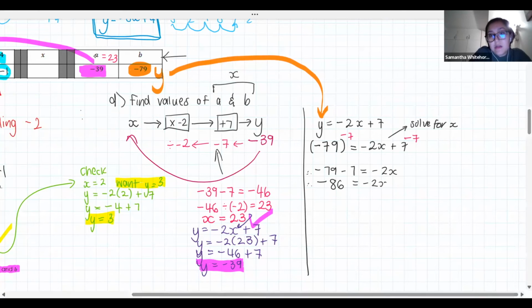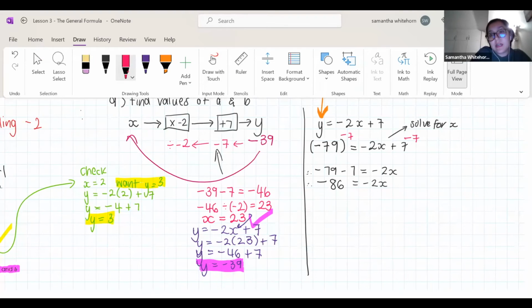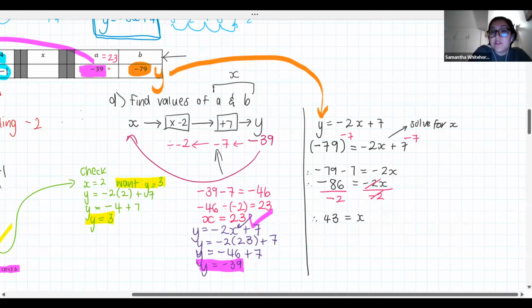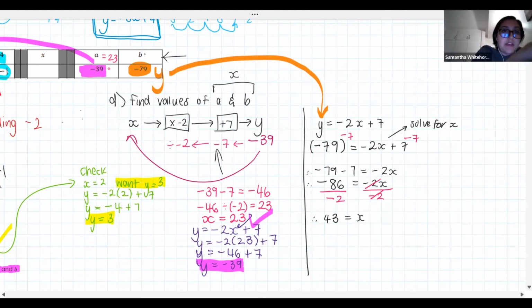The next thing that I'm going to do, remember inverse operations, is divide both sides by -2. That will essentially get me x alone. A negative divided by a negative is a positive. 86 divided by 2 is 43. And so what I've worked out is that my input value is 43, which means the B value up here is 43. Again, you can always double check yourself.